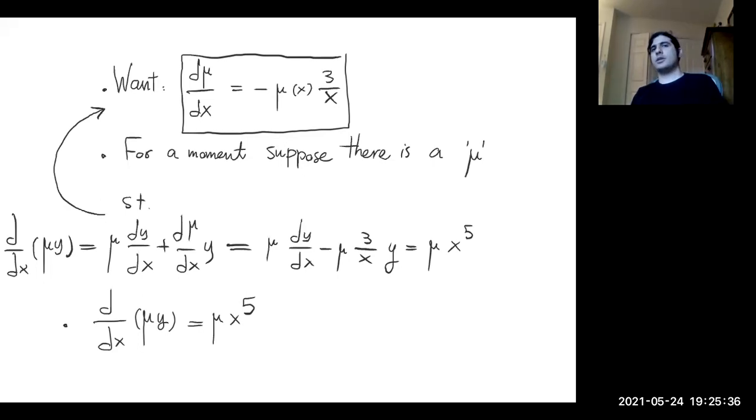Okay, is there any question up to this point? Okay, so now again, thinking about the dx formally, we would multiply both sides by that. We would get d of mu y is equal to mu x to the 5 dx.